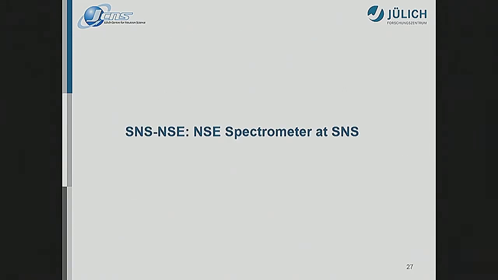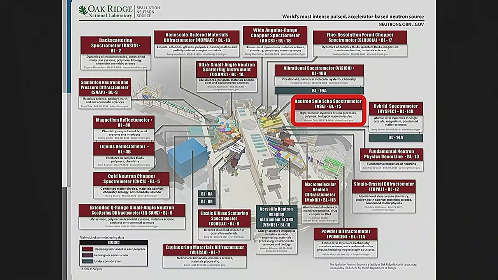So we're going to now talk about the spectrometer that we have here in house. It's called SNS-NSE. It's on beamline 15 in the target building. Some of you have seen it either during the tour or done an experiment.